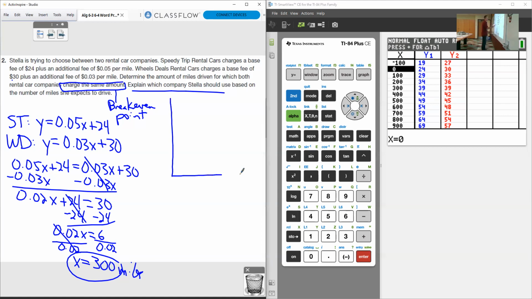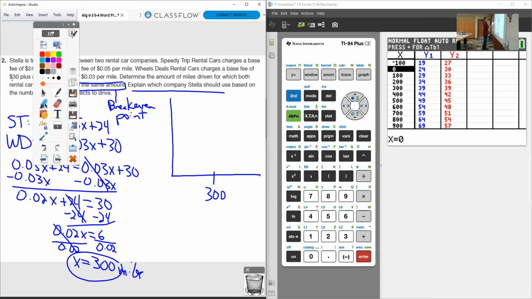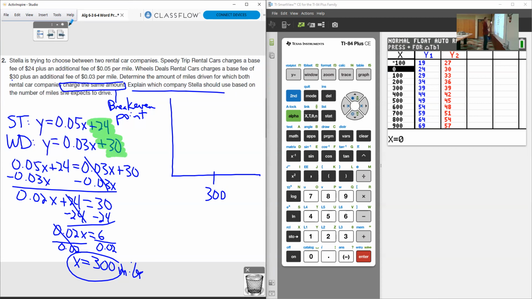If we go to graph, so our break-even point is 300 miles. We have our y-intercepts, right? Our y-intercepts are 24 and 30. So I'm just going to say 24 is there, 30 is here. Our break-even point is 39. So I'm going to put 39 up here. I know that my break-even point is right there. Both of those have to go right through it.